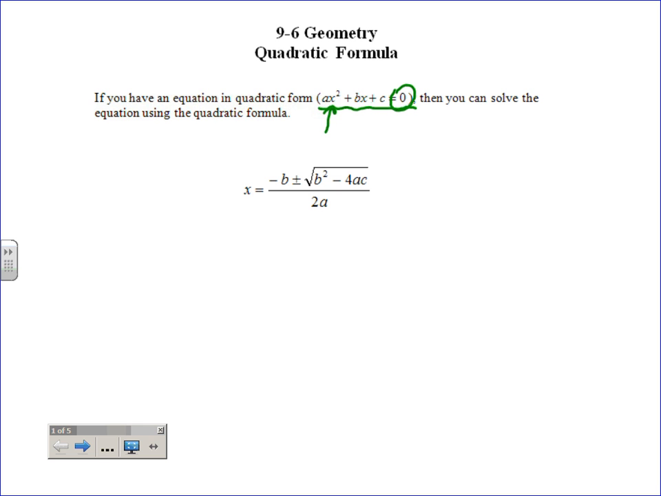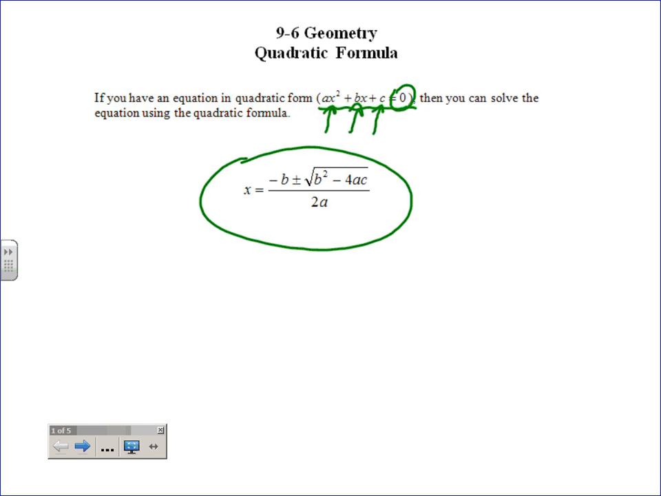So that's called the quadratic term, that's called the linear term, and that's called the constant term. What they're called is probably not the most important thing, but at least now you've heard it if you happen to hear those words again. This right here is called the quadratic formula. It will solve that kind of problem for you.